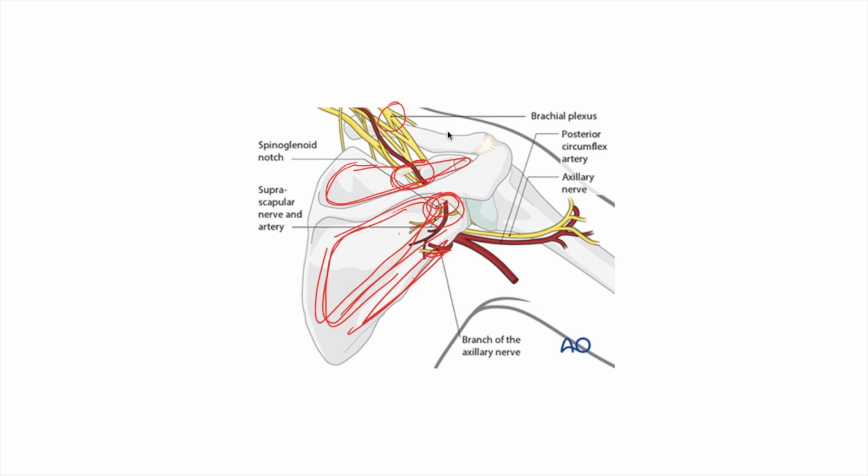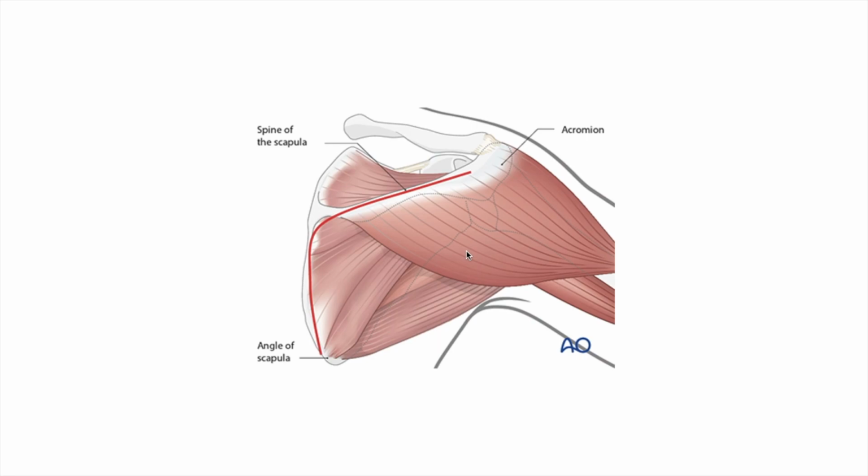So the structures that we can come across are the suprascapular nerve, and most likely injured is the infraspinatus branch of the suprascapular nerve. We can also encounter, if you go very medially, the axillary nerve and the posterior circumflex humeral artery, and it can bleed quite a bit if it is injured. So you have to be very careful at that level.